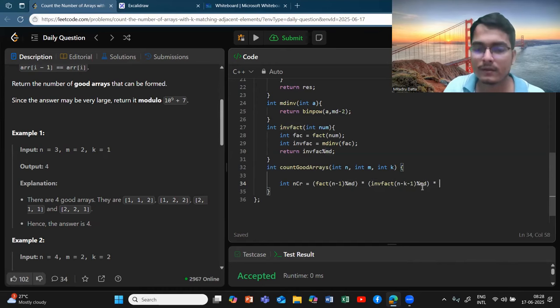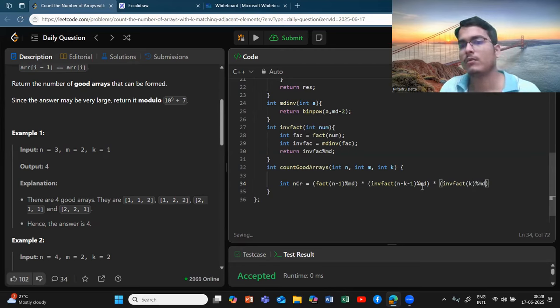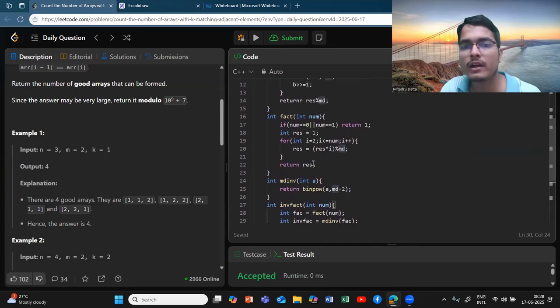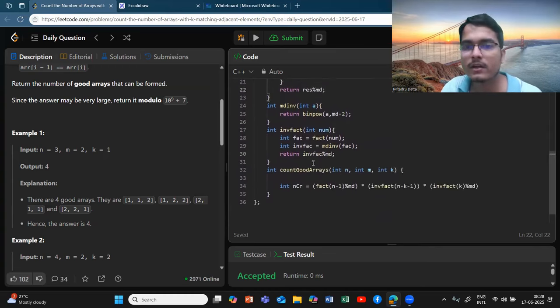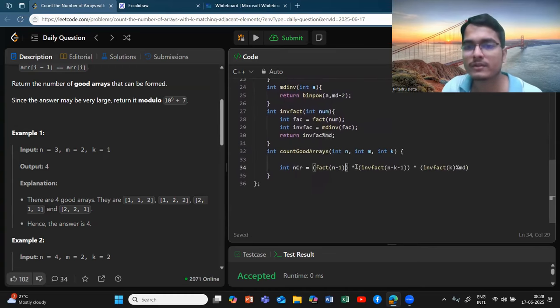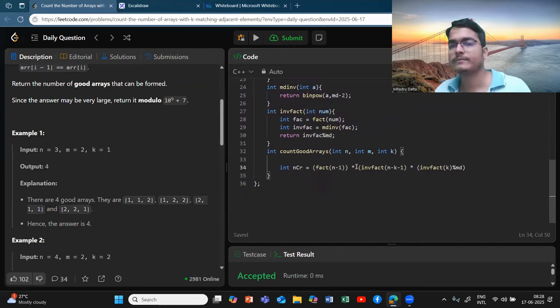And inverse factorial also has a k. Again, mod. So what you do, you can get rid of this mod, because I am returning mod here. Let me return mod here also, so that I don't have to do these mods.